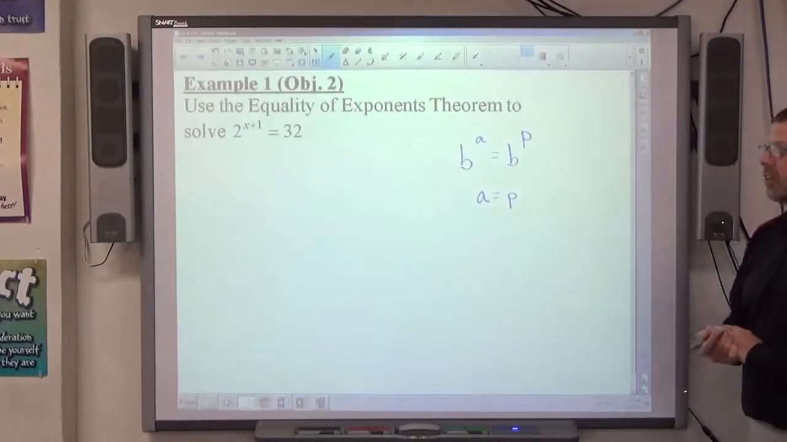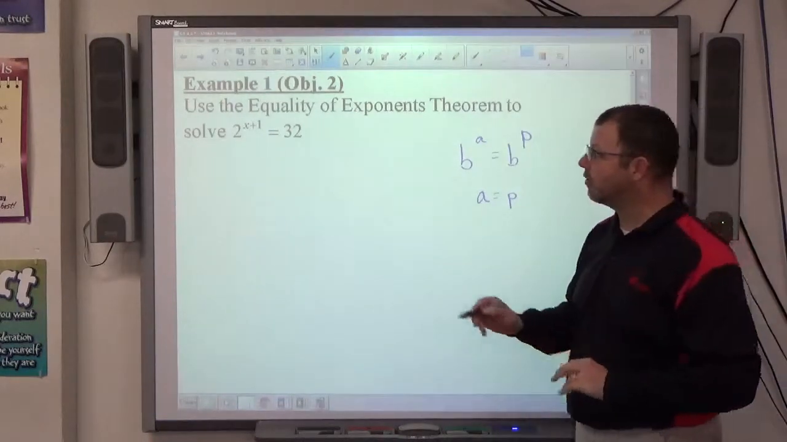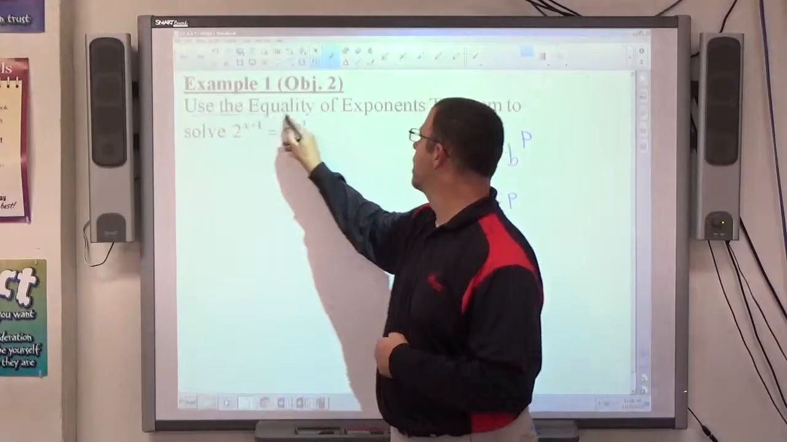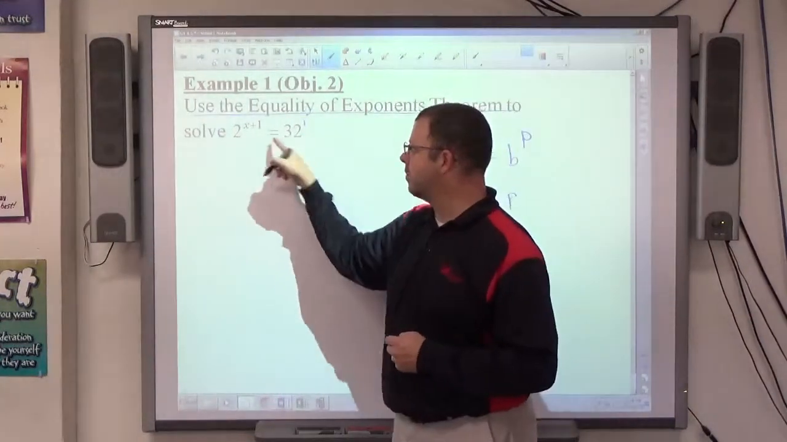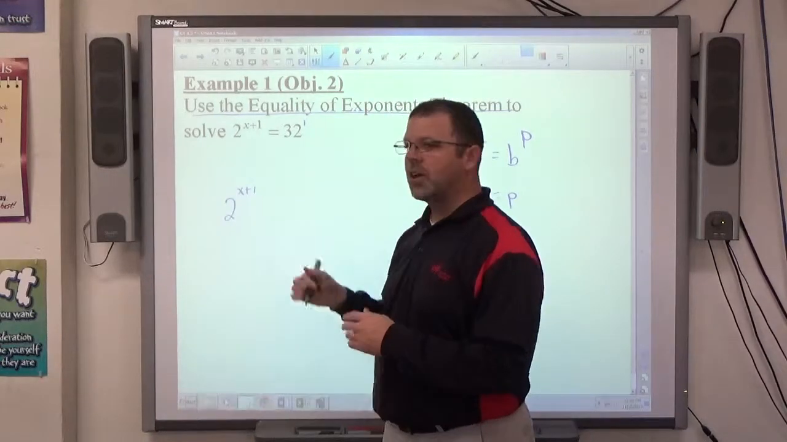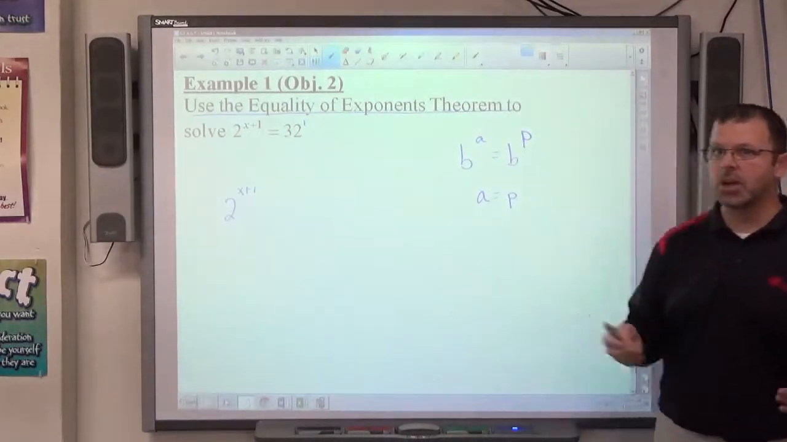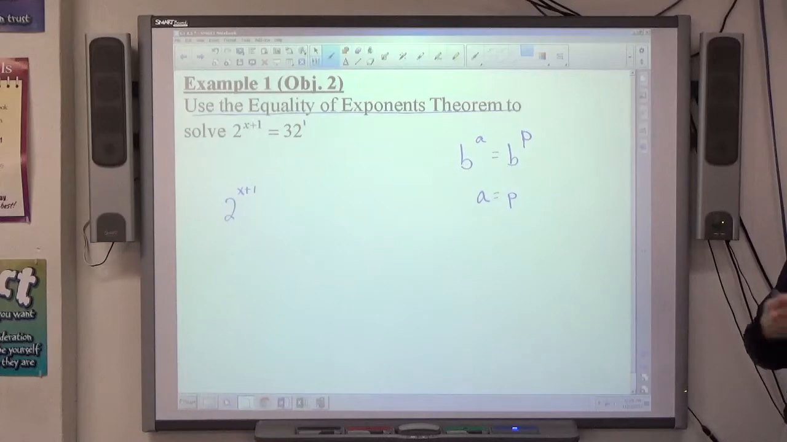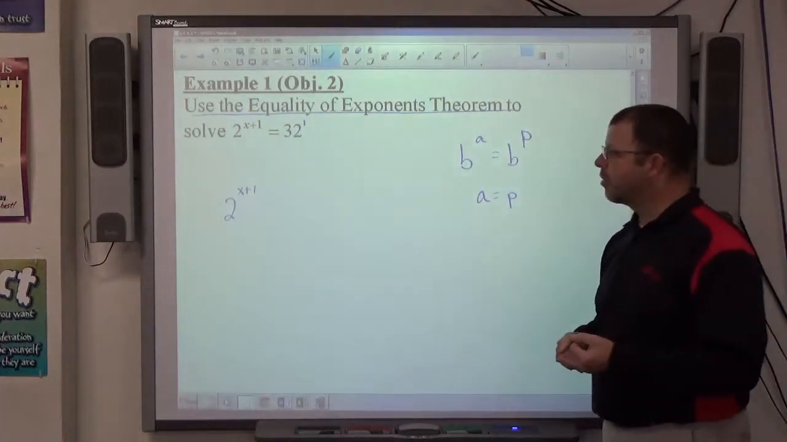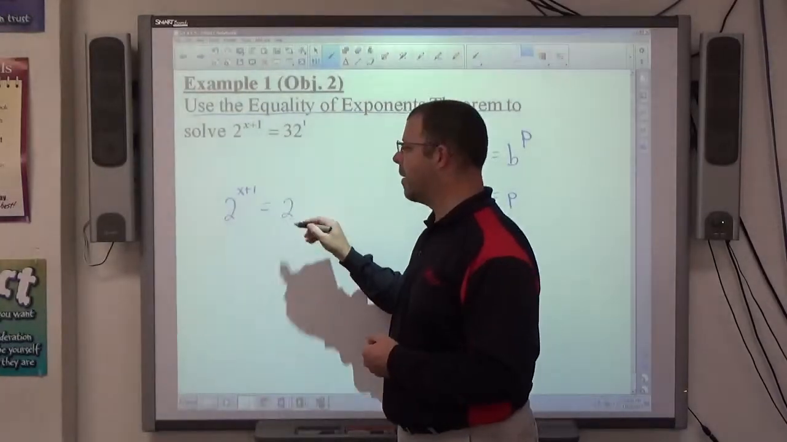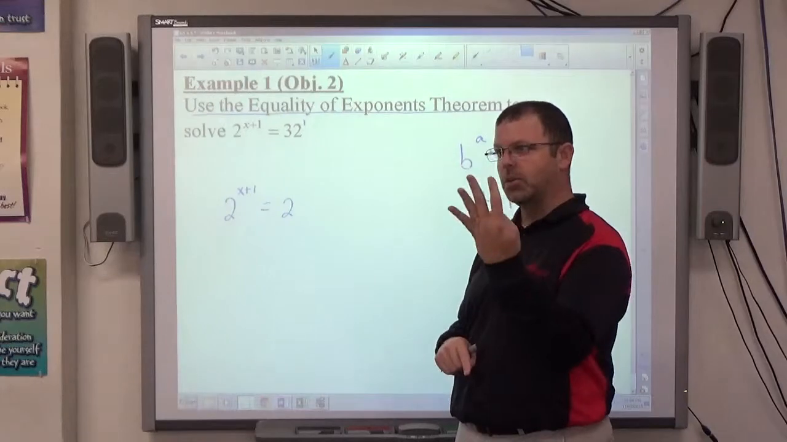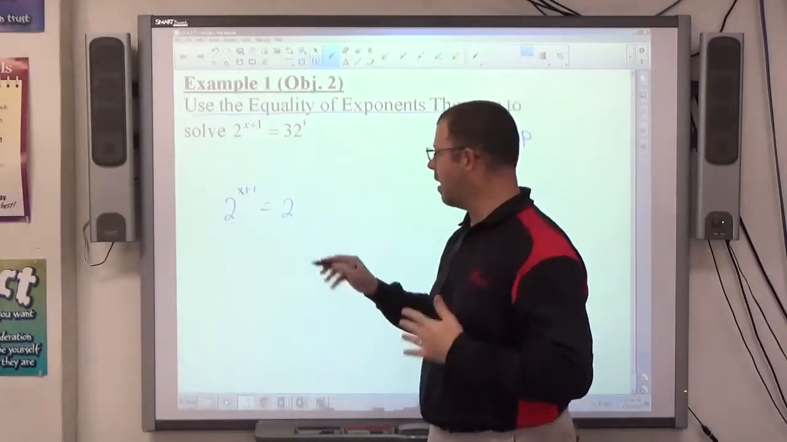As you can see, obviously, 2 to the x plus 1 and 32 to the first, those bases aren't the same. So if it's telling us to use this theorem, that means that we can make them the same base. So 2 to the x plus 1 is fine. In general, if I have a prime number, I'm good to go. If it said 4 to the x plus 1, 4 is 2 squared. You can break things down a little bit like that. 32 is going to be 2 to some power. And if we try it out, 2 times 2 is 4, times 2 is 8, times 2 is 16, times 2 is 32, so the fifth power.